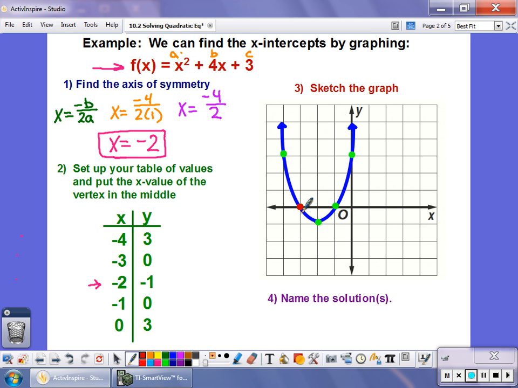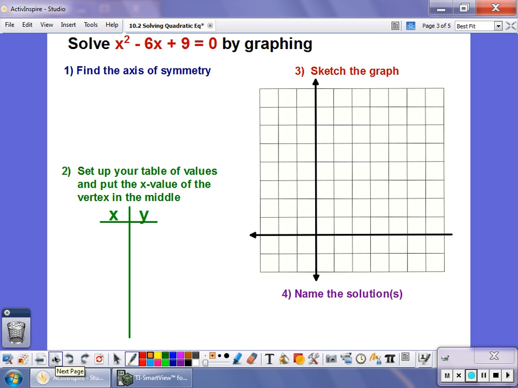So I have one solution right here, 1, 2, 3. That's at negative 3, comma 0. And I have a second solution, which is right here, at negative 1, comma 0. So this has two solutions, those two x-intercepts. Okay, let's try another one.